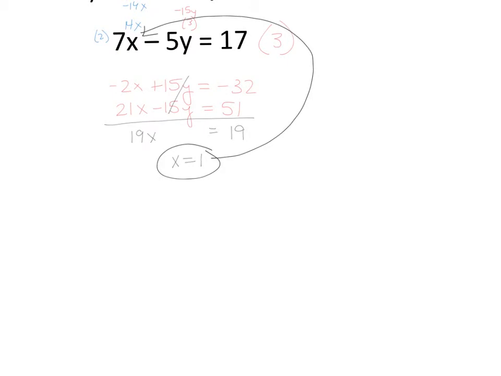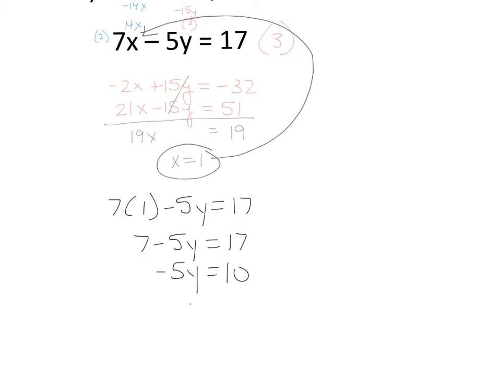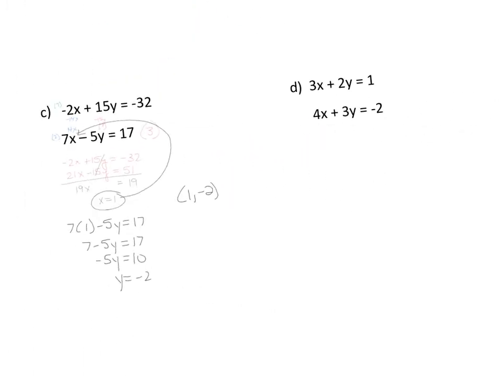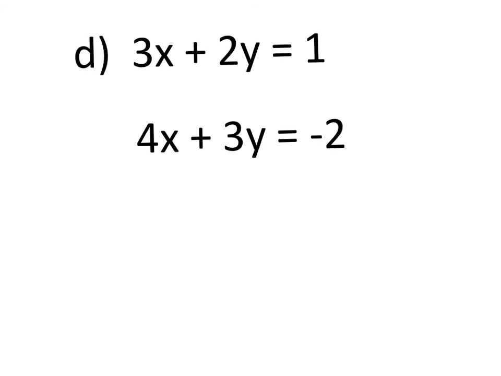So I'm going to get 7 times 1 minus 5y equals 17. And now I'm going to subtract the 7 off. Oh, I don't need to really show that, do I? So I'm going to subtract the 7 off and get 10, and then divide and get negative 2. So my coordinate point will be 1, negative 2. All right, so let's go to D.